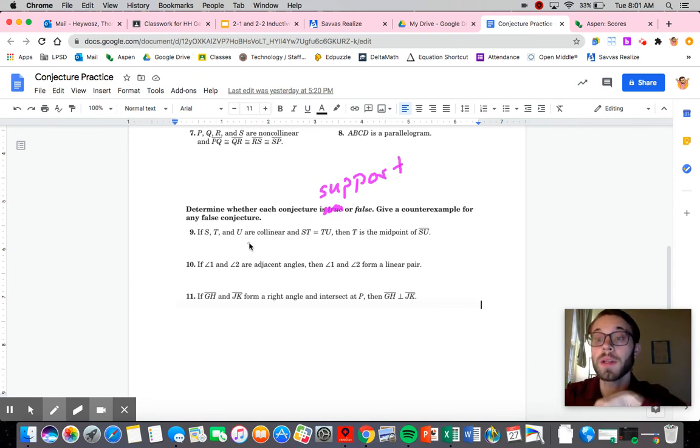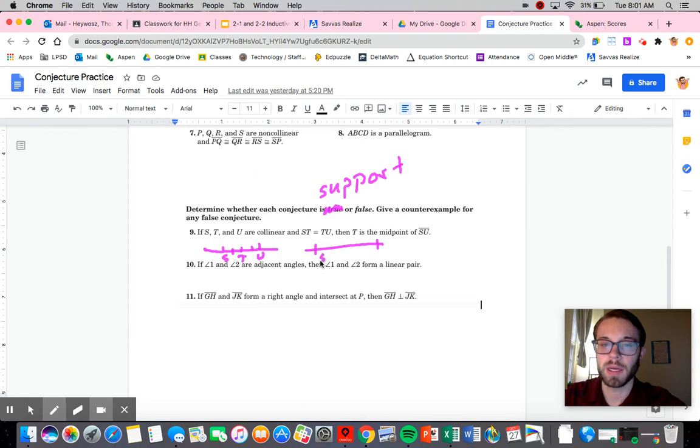All right. So how can you support them? You can show more examples where that is actually true. And you don't have a way to show that's not true. So on this one, for example, S, T, U are collinear and ST is equal to TU. All right. Then T is the midpoint of SU. So I could draw a couple different lines, S, U, and then at the T, because these have to be the same, right? You could draw a couple examples like that.